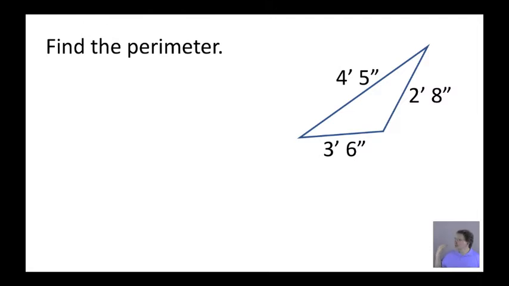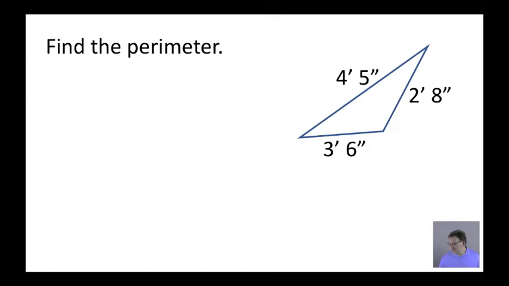So we have 3 different measurements for these 3 different sides of the triangle. We have 4 feet 5 inches, that's one side. Another side is 3 feet 6 inches, and the third one is 2 feet 8 inches. Well, let's see how we would add all of those together.